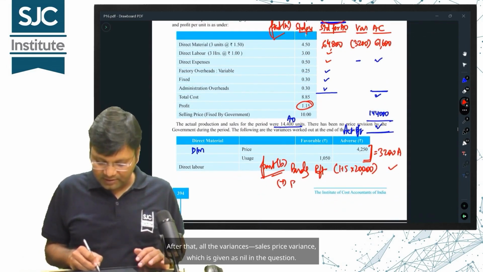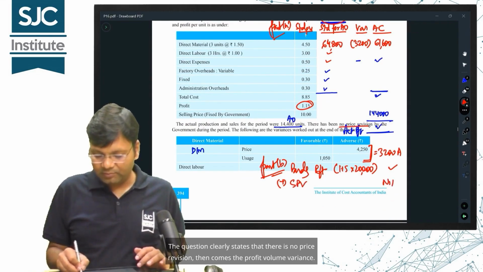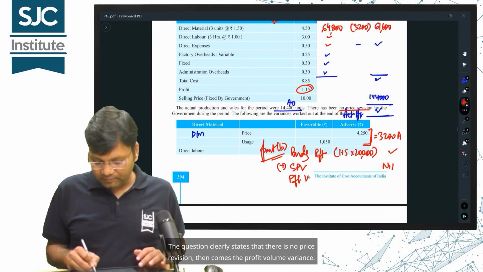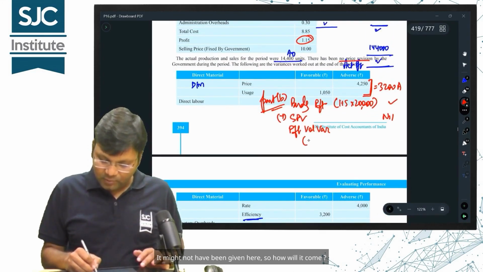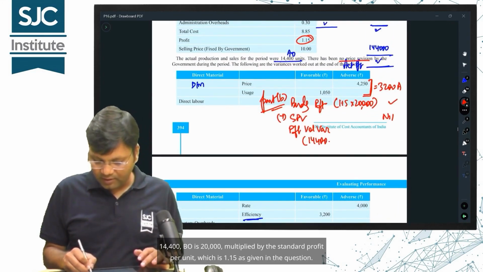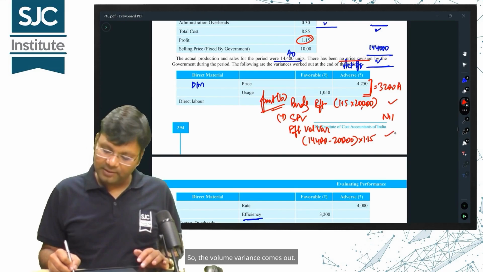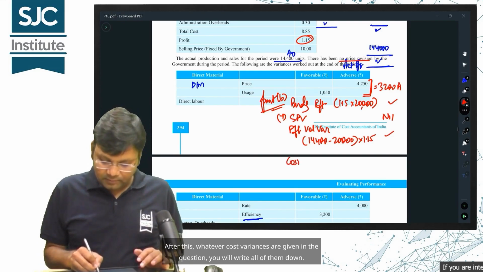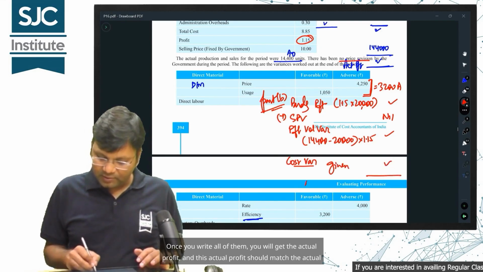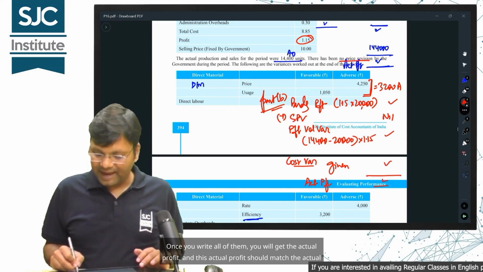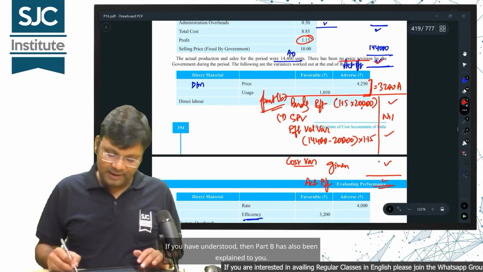After that, all the variances, sales price variance, which is given as nil in the question. The question clearly states that there is no price revision, then comes the profit volume variance. That we will have to calculate ourselves. It might not have been given here, so how will it come? Our actual output minus budgeted output: 14,400 minus 20,000, multiplied by the standard profit per unit, which is 1.15 as given in the question. So, the volume variance comes out. After this, whatever cost variances are given in the question, you will write all of them down. Once you write all of them, you will get the actual profit, and this actual profit should match the actual profit calculated above. If you have understood, then part B has also been explained to you.